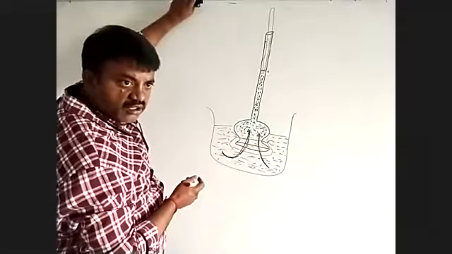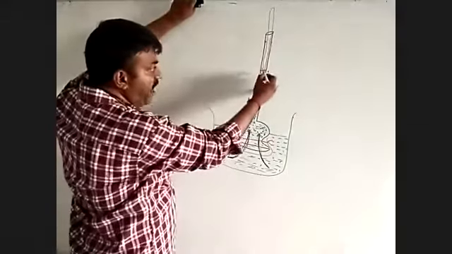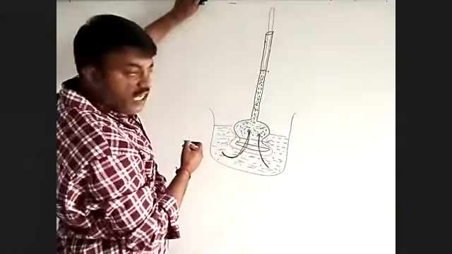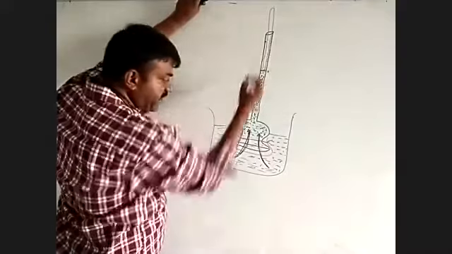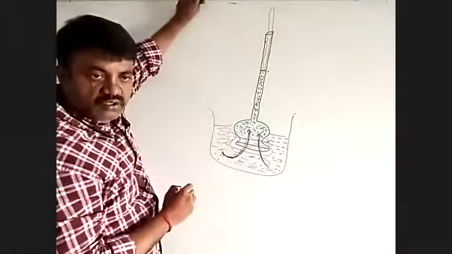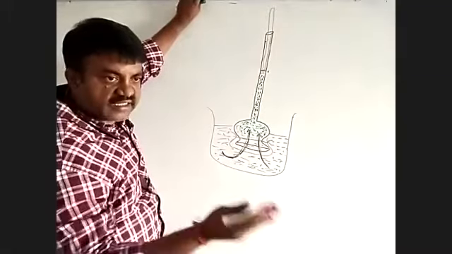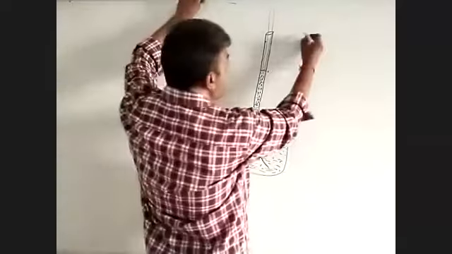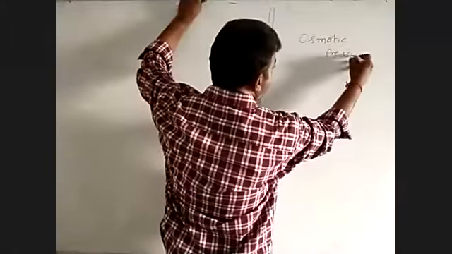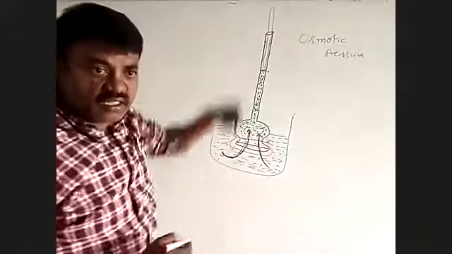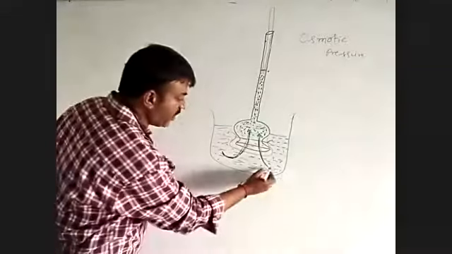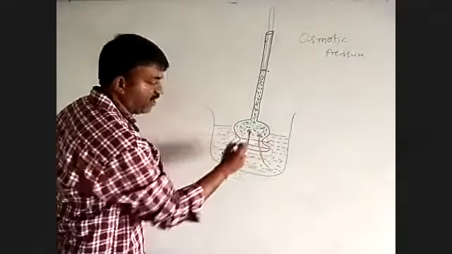Okay, so external pressure can be applied onto the surface of the solution by using a glass rod, which prevents entry of water molecules from the beaker to the thistle funnel. Okay, yes, it is very clear. Osmotic pressure is a pressure required to prevent entry of water molecules into the thistle funnel.